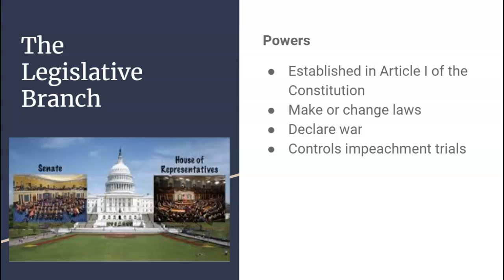Another one they can do is they can declare war, and they also have the power to control the impeachment trials, and there's been a bunch of that in the news. President Trump has just been impeached for the second time in the House of Representatives, so he is the first president to ever be impeached twice. So if you remember back to all that we learned about that, it is very relevant in our society today.